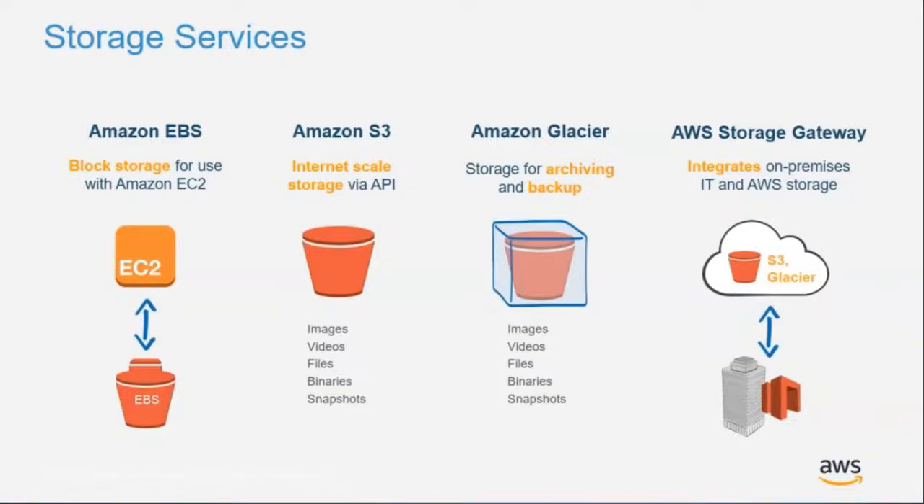Amazon S3 is an internet-scale storage that can be accessed via APIs, and it's ideally used to store any kind of object. It could be images, videos, files, snapshots, or even binary files. Amazon Glacier is a long-term archival system. So, long-term archiving storage and backup solution which can store images, videos, files, binaries, and snapshots, like any kind of file or multimedia. It's designed to be cold storage with low retrieval times.